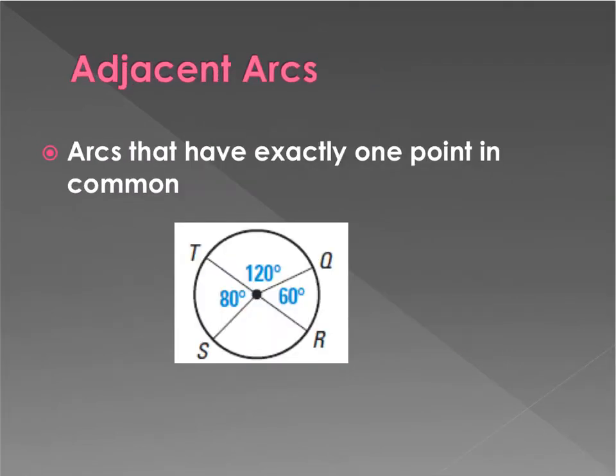Next we have adjacent arcs. So remember, adjacent means next to. So arcs that have exactly one point in common are adjacent arcs. So if we look here, arc QR and arc SR have this R in common, so they would be adjacent arcs because they're right next to each other.